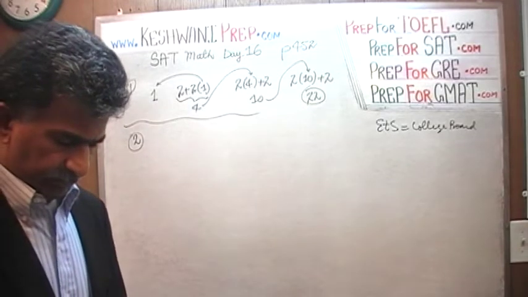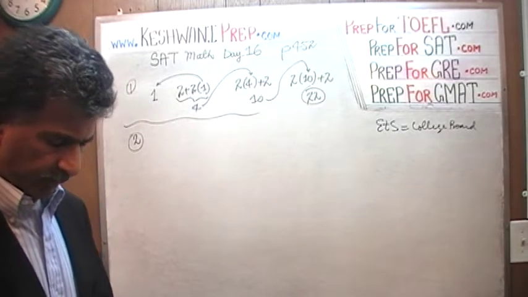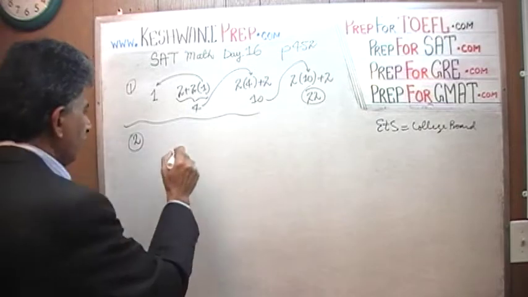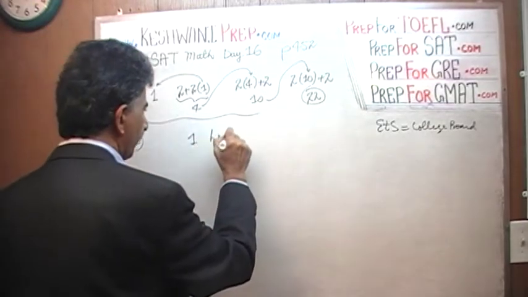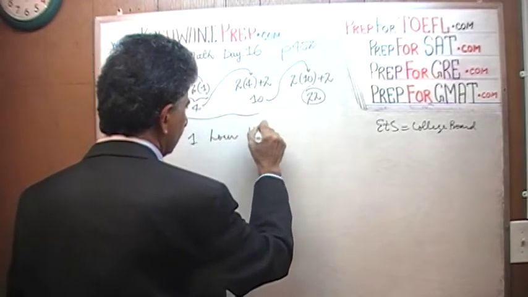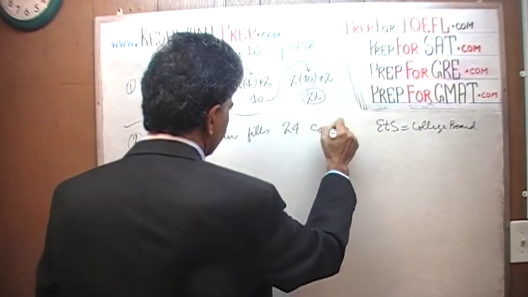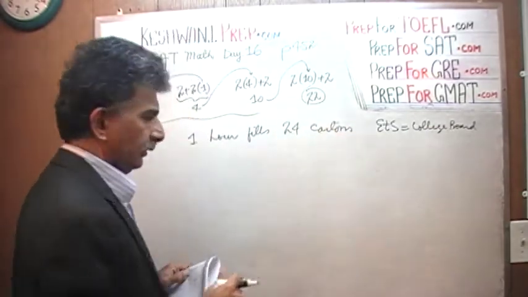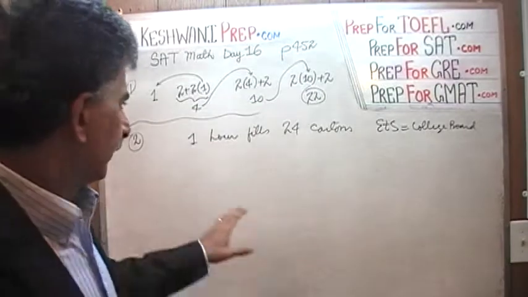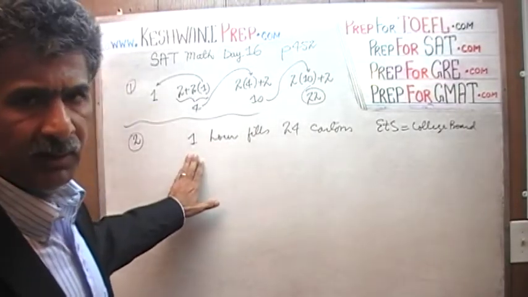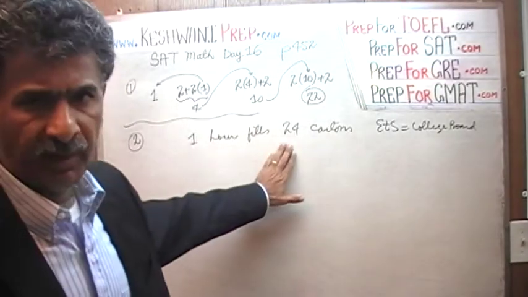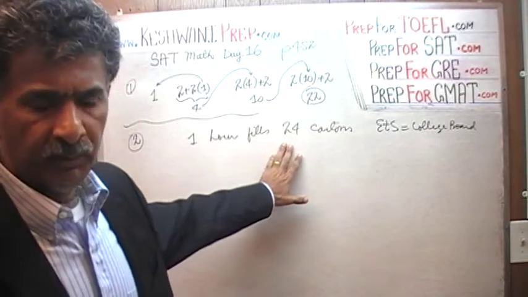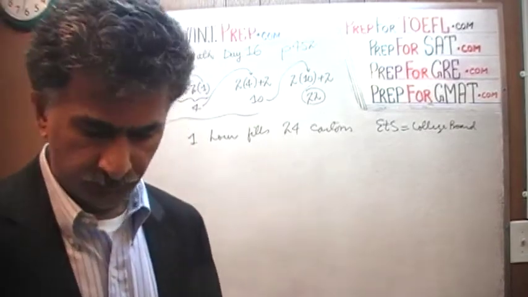It says a machine can fill 24 cartons in 1 hour. So in 1 hour, it fills 24 cartons. Now listen, don't worry about trying to figure out how many cartons it fills in 1 minute, because if you did that, you're going to end up with a fraction. I don't like to deal with fractions. You understand? Don't do that. Just leave it like that.